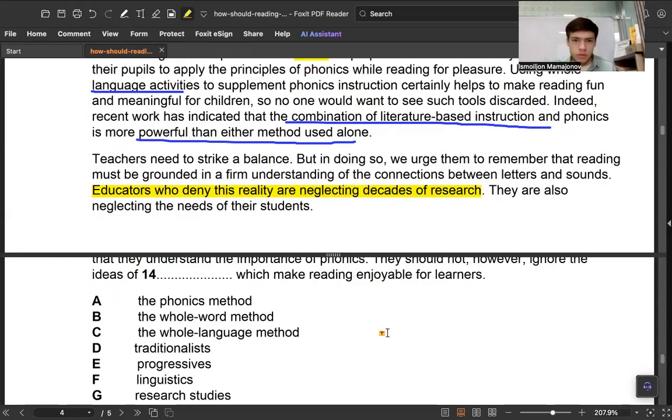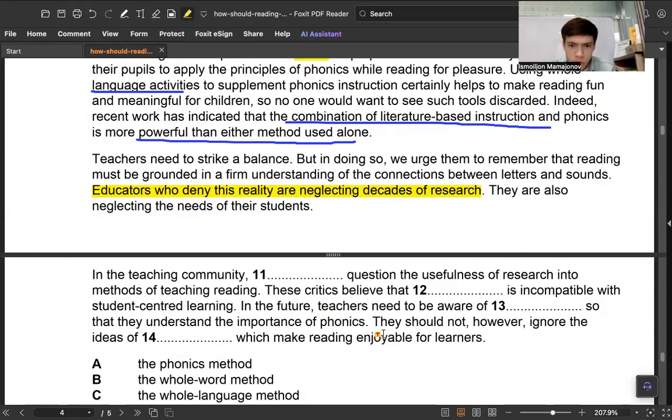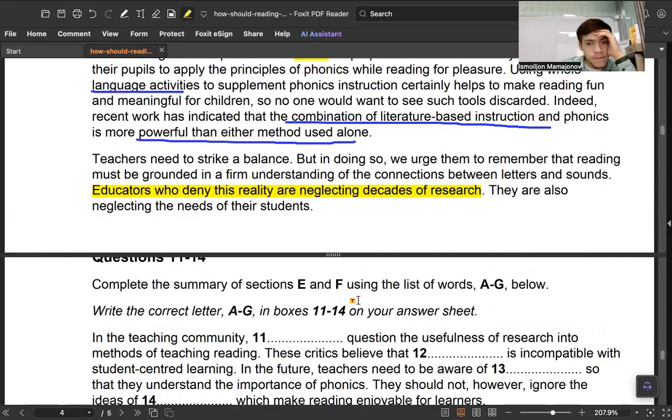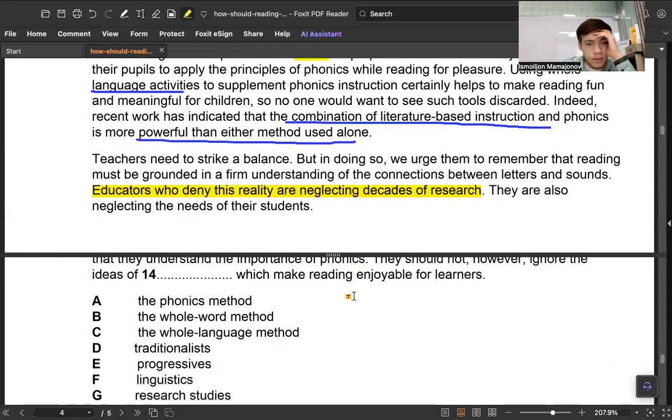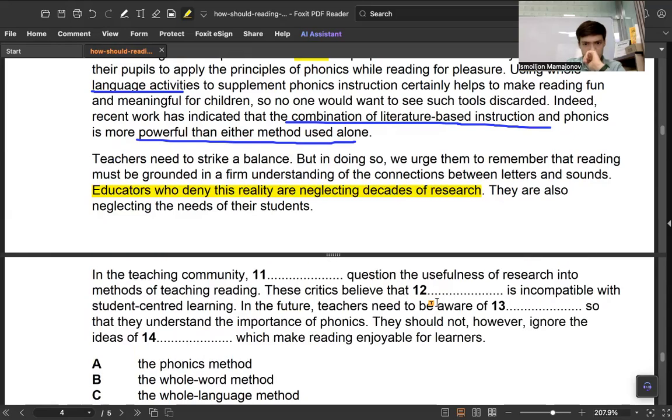Something is wrong here. Need to be aware of so they understand the importance of phonics. They shouldn't, however, ignore the ideas of... I think the answers are kind of messed up, but the research studies has to be the answer. Must be aware of understanding connection between letters and sound. Educators who deny this reality are neglecting decades of research. It should be G. That's what I know. This should be G.